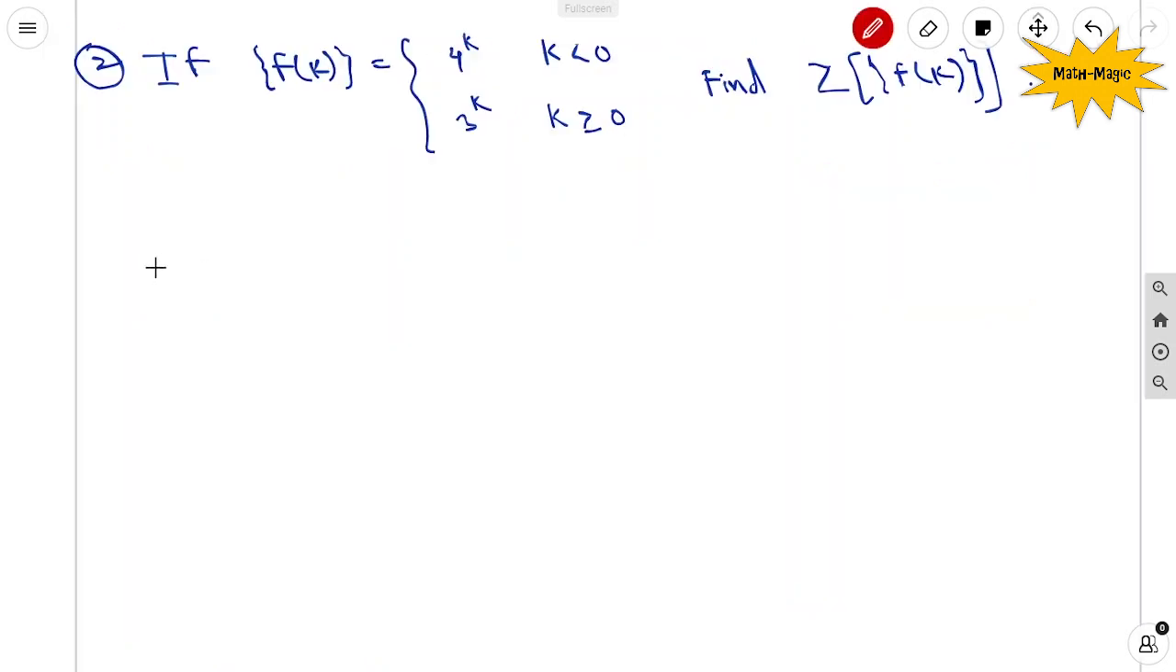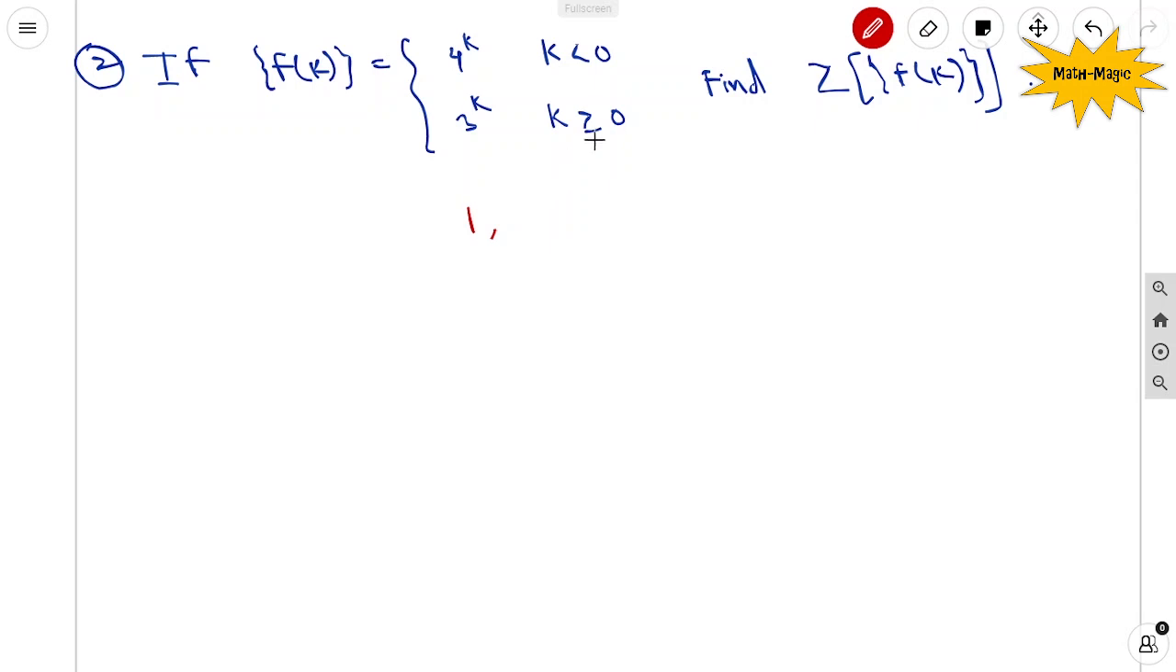So now let's start with this problem. If sequence f of k is equal to 4 raised to k for k less than 0, 3 raised to k for k greater than or equal to 0, find the Z transform of sequence f of k. Okay, so sequence f of k is given. So now let's write down in the form, what is f of 0? So f of 0 is going to be, k comes under k greater than or equal to 0, so it's 3 raised to 0. It's going to be 1, comma.